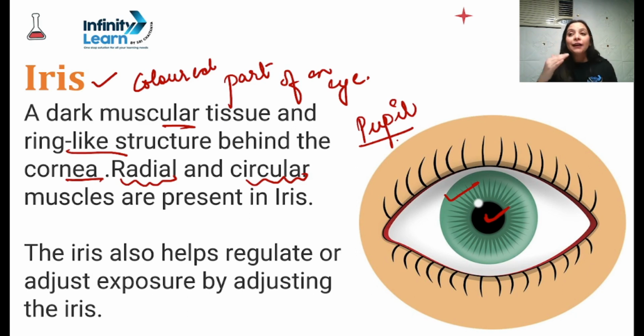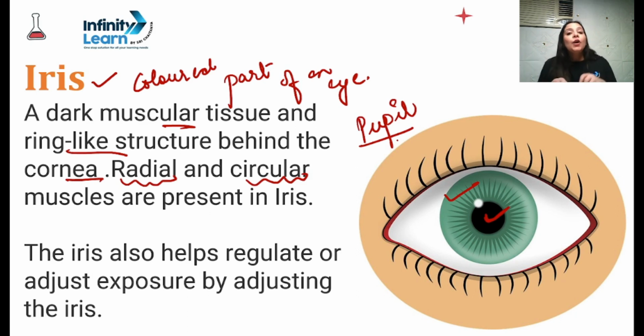For that, if you are in bright light, then the iris partially covers the pupil and the pupil gets constricted. It becomes smaller in size, so that only appropriate rays enter, which can make a proper image on the retina, which can be detected by the brain.